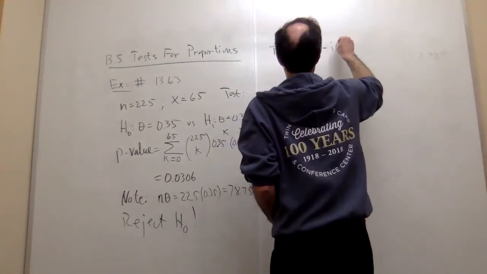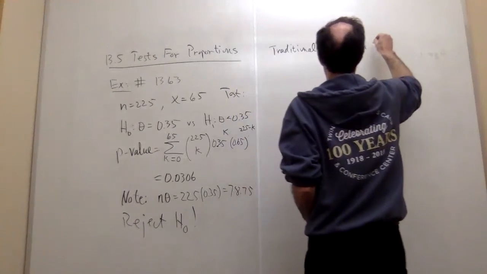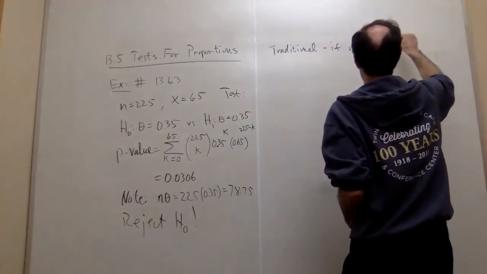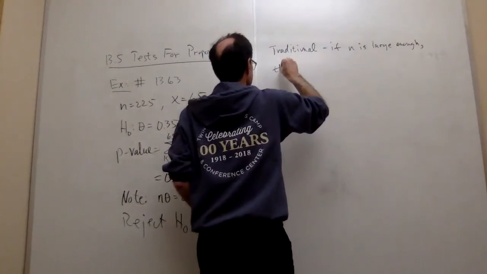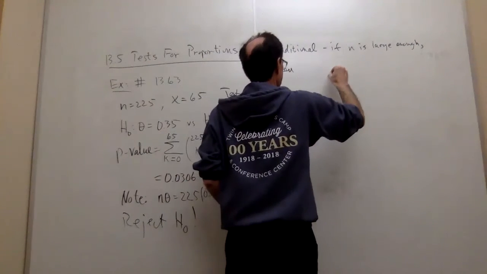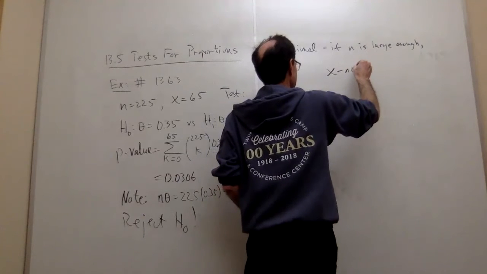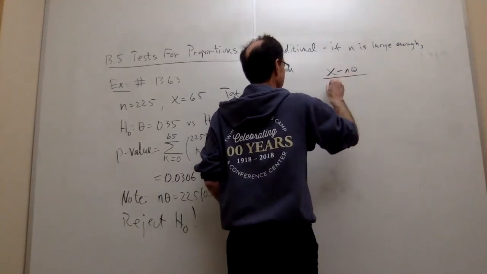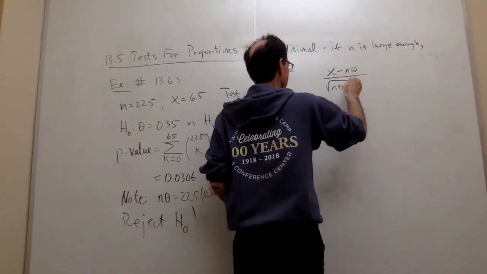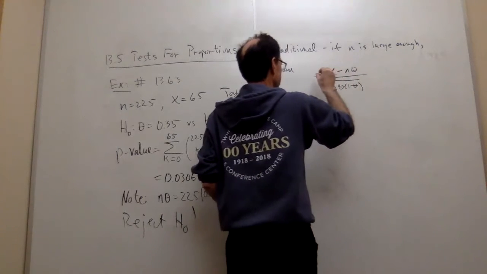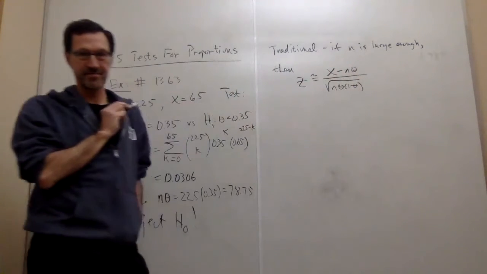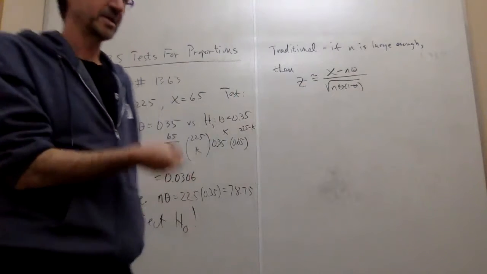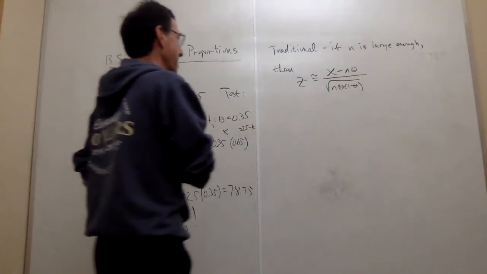And I'll just say if n is large enough, and I'll be vague there, but I just told you what that means, really. Then x minus n theta, the mean, divided by the standard deviation, the square root of n theta times 1 minus theta, we're going to treat as a z. Maybe we could say it's approximately standard normal. We'll let z tell us standard normal.